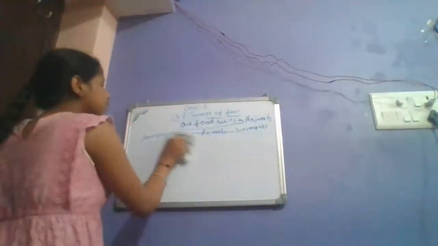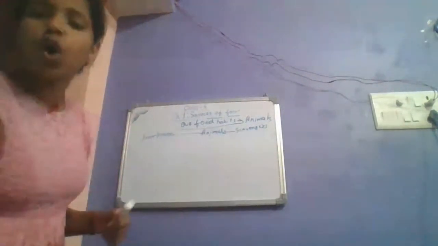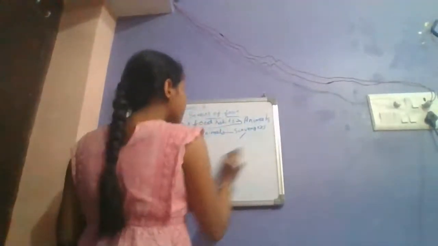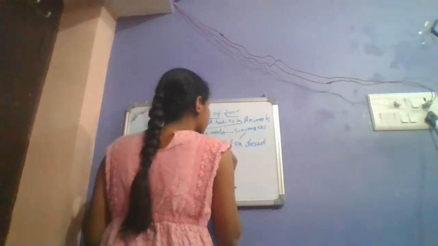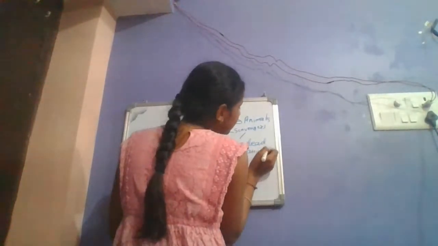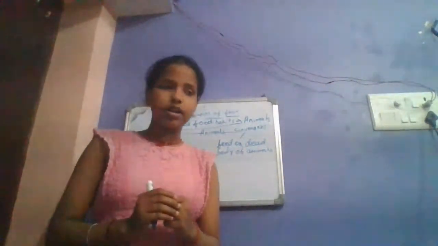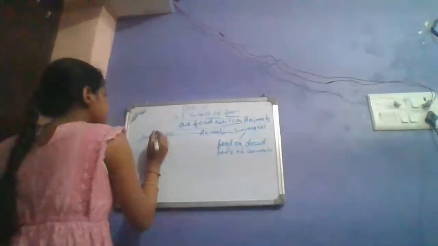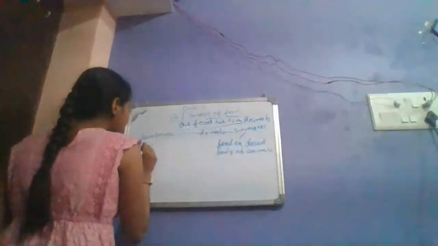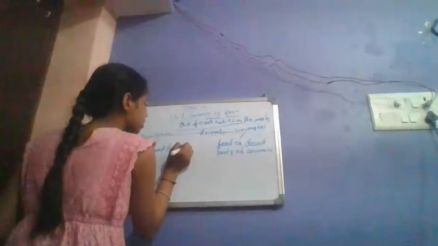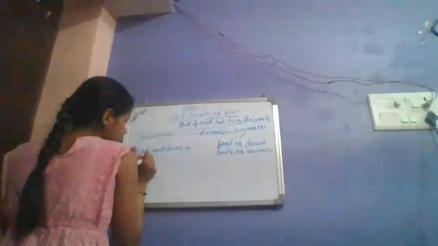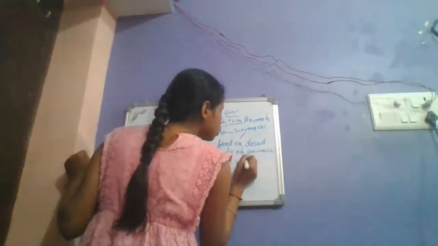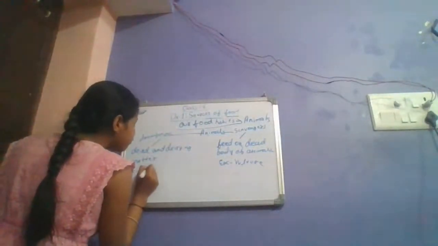Now let us know the last two parts, the scavengers and decomposers. First, let us know about scavengers. Scavengers feed on the dead body of animals. Is that clear to you all? And decomposers feed on dead and decaying matter. Okay. Is that clear? The example we can take of scavengers is the vulture, and the example of decomposers is fungi.